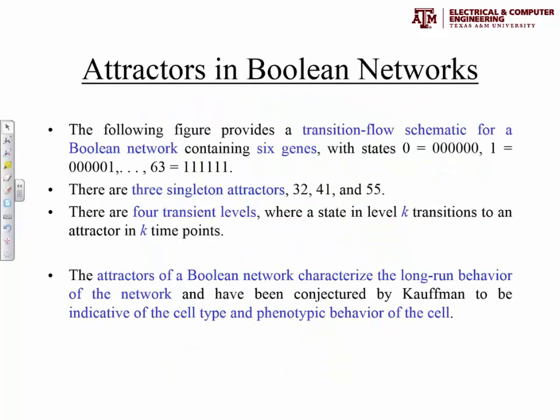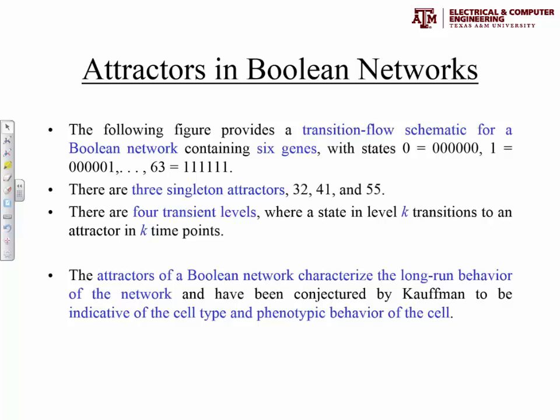So the following figure provides a transition flow schematic for a Boolean network containing 6 genes. There are 3 singleton attractors, 32, 41, and 55, and there are 4 transient levels, where a state in level k transitions to an attractor in k time points. The attractors of a Boolean network characterize the long-run behavior of the network. That makes sense, because once you get there, you stay there. That's what you will see in the phenotype.